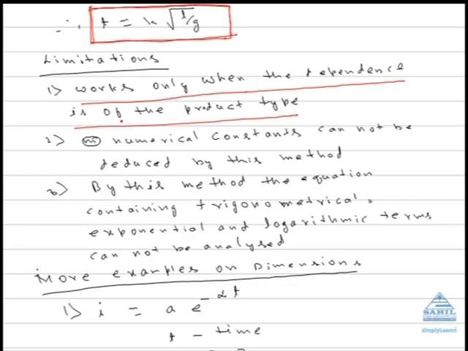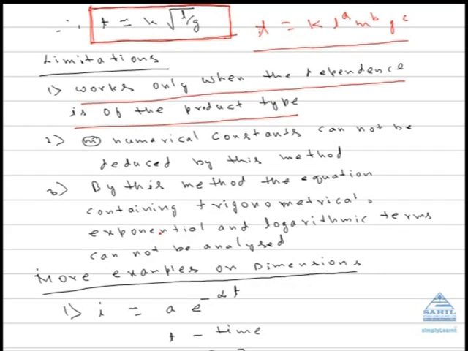I mentioned that this method works with some limitations, which must be noticed. First of all, it works only when the dependence is of the product type, which is the case with our example. In our example, the relationship is t equal to k L^a M^b G^c. Clearly, the relationship is of product type.